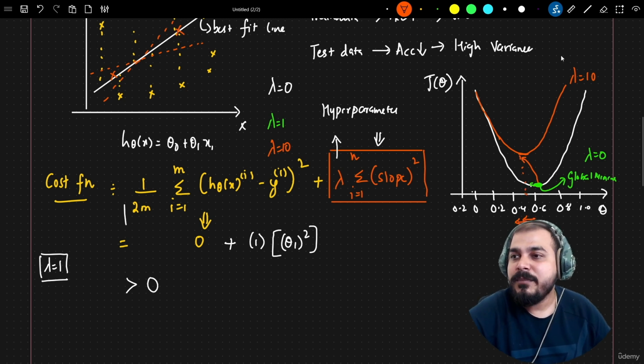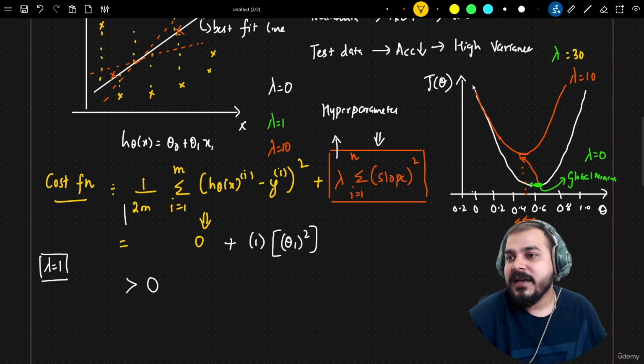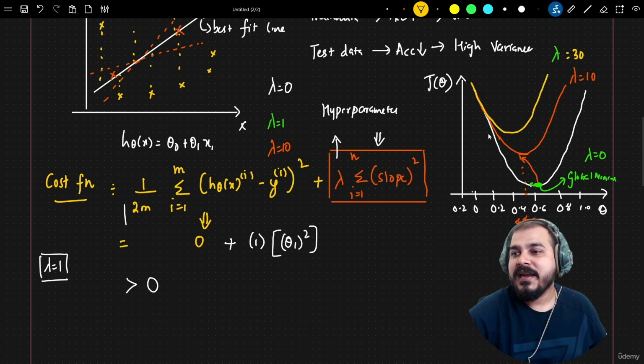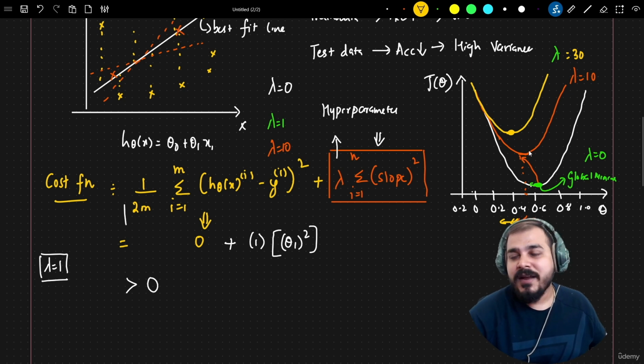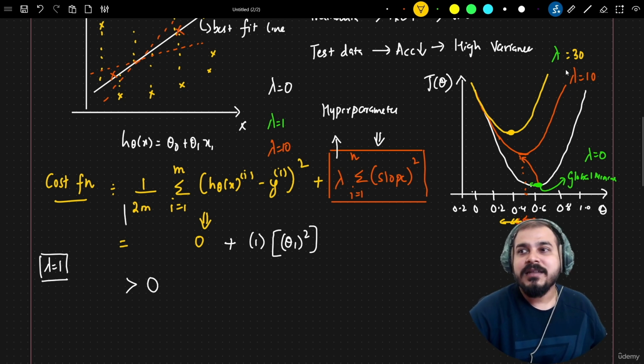Now, if I keep on increasing my lambda value, let's say I increase it again to lambda equal to 30, then I'll be getting another line which will look something like this. And now this global minimum will get shifted again somewhere here. So in short, what is happening? The theta value is again getting reduced, and like this it will keep on happening. But always remember, in this particular scenario, it will never be 0, as I keep on increasing the lambda value.